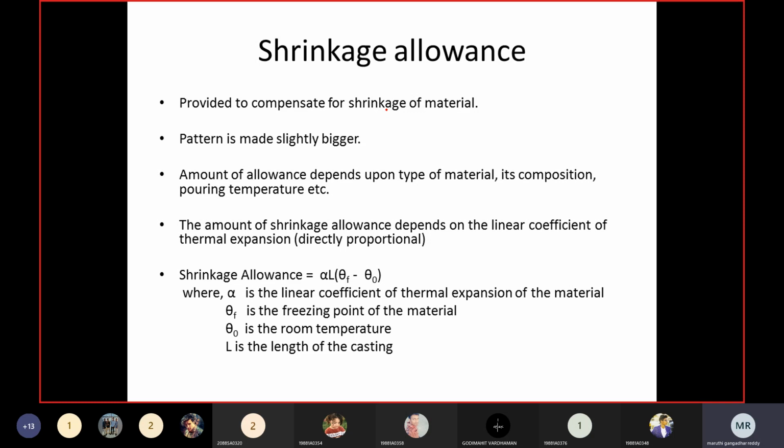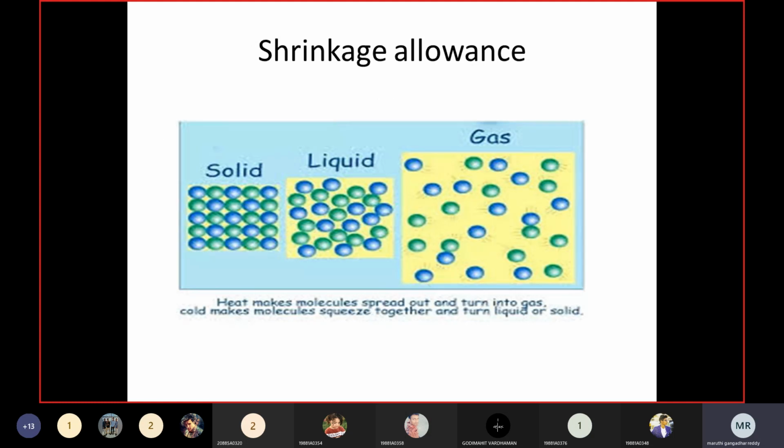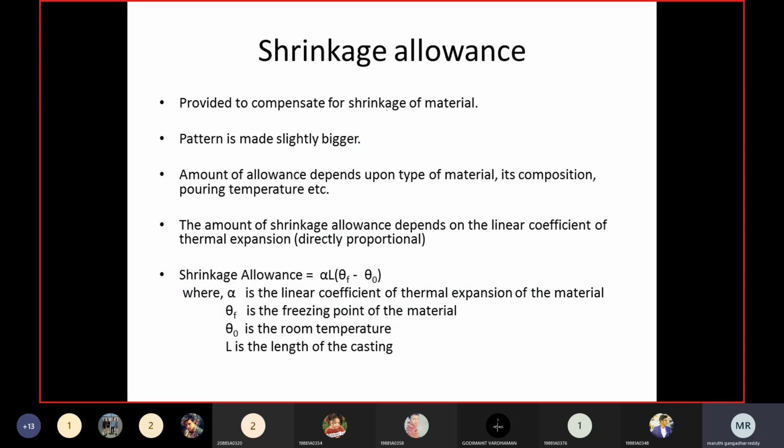How does it get into liquid state? We are heating the metal in a furnace so that the solid raw material is converted into liquid. At that elevated temperature only, we are pouring the molten metal into the mold cavity. So during the solidification, based upon the spacing between the molecules, the material will get contracted. In order to compensate for the shrinkage of the material, we are providing this shrinkage allowance.